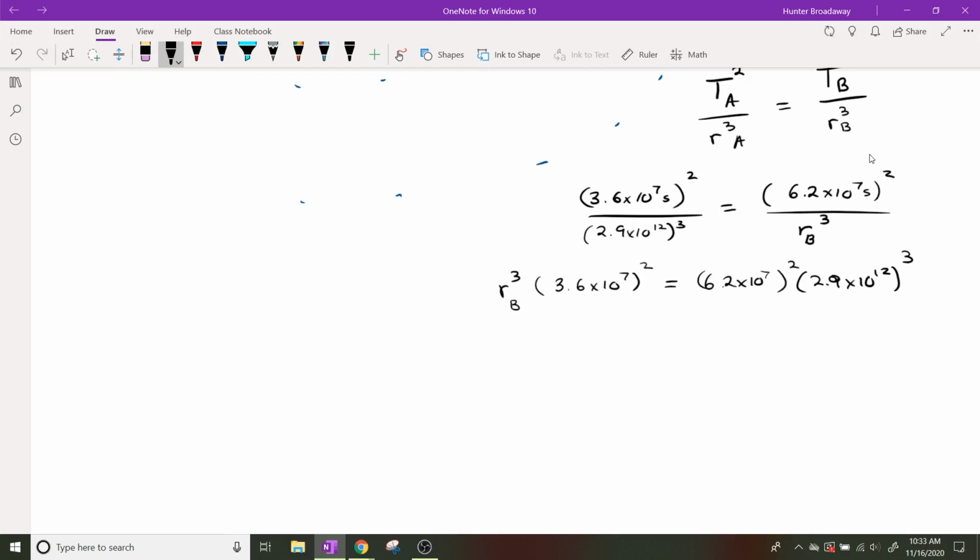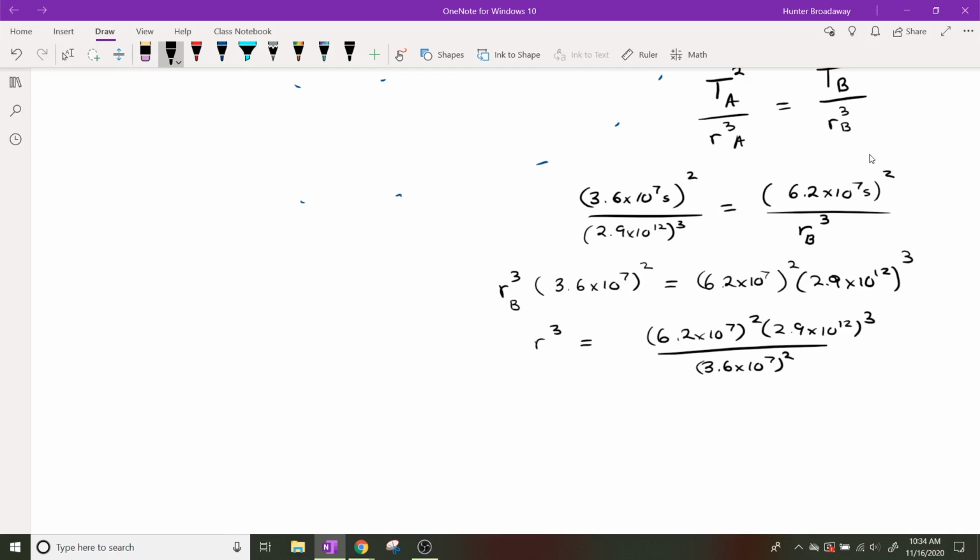Then I probably want to take this number and move it over to the other side. So r cubed is going to be equal to 6.2, and we're going to do the same thing. Most of the stuff is going to stay the same on the numerator, and on the denominator we're going to divide both sides by 3.6 times 10 to the 7th squared. Now the fun part is doing this without a calculator.